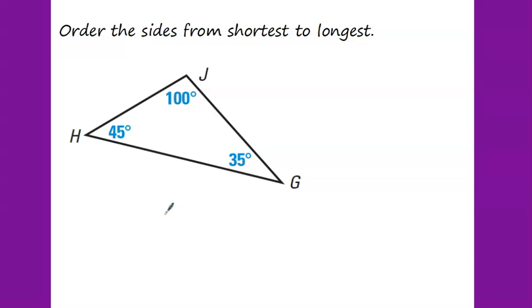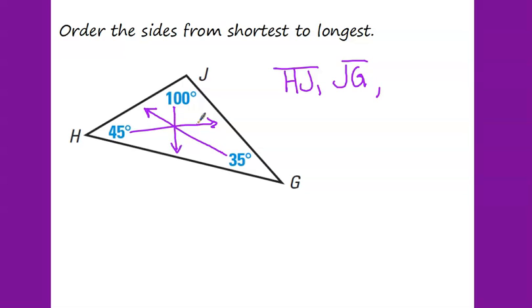When ordering the sides from shortest to longest, we're looking for the smallest angle and going from there. So the smallest angle is the 35. You look at the side that is across from that, that's going to be HJ. So HJ is the shortest side. 45 would be my next biggest angle, so we go across from that. That's going to be JG. And then, of course, the last side that we have here is HG. It is across from the largest angle.